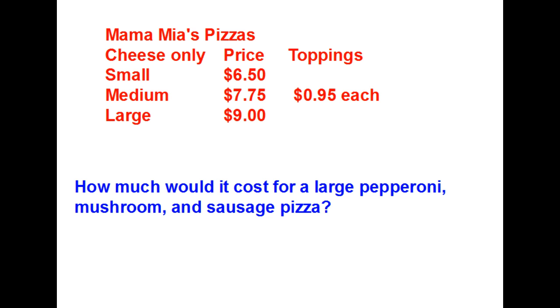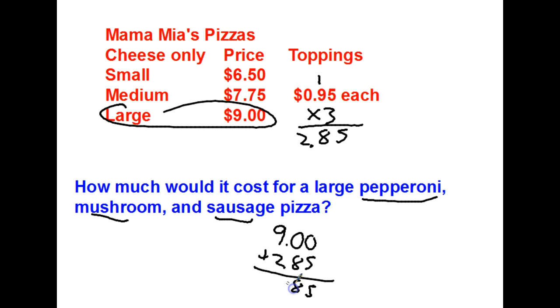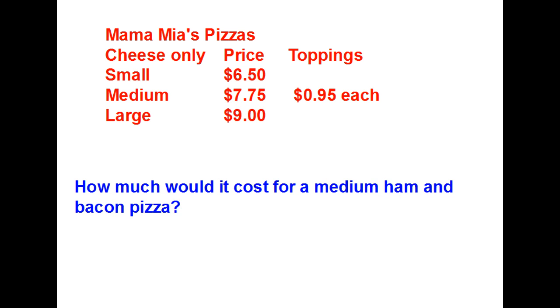You try out the next one at Mama Mia's Pizza. How much would it cost for a large pepperoni, mushroom, and sausage? This time they're getting a large, which would be $9. And then they're getting pepperoni, mushroom, and sausage, which would be 3 toppings. So 3 times 95 cents gets me another $2.85. Add that on to my $9, and I'm at $11.85. Stop the video and try the next one out.